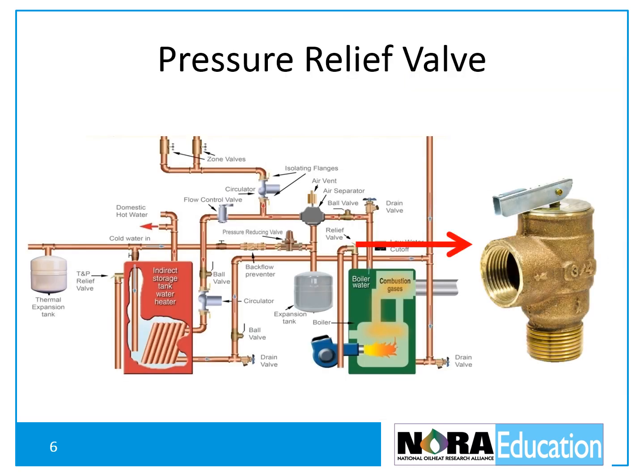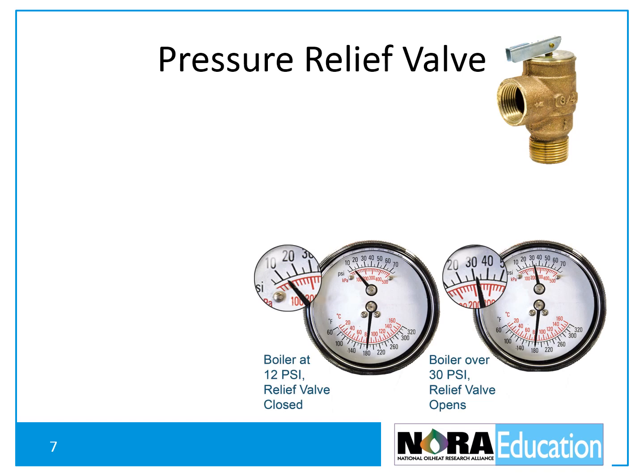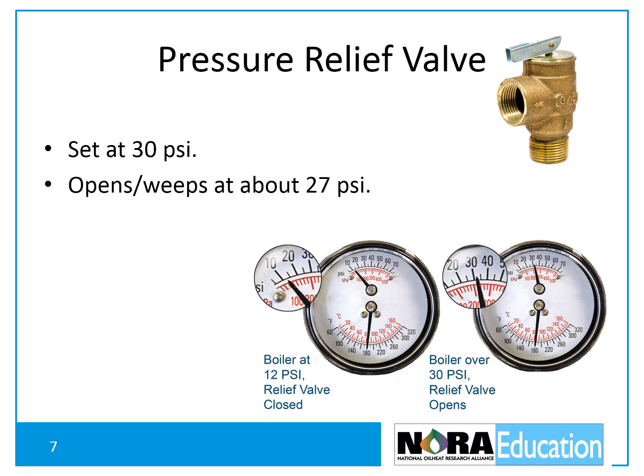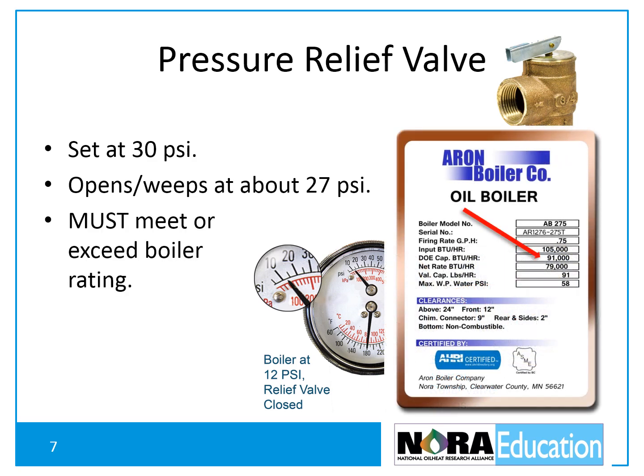The pressure relief valve protects the boiler from overpressurization. Relief valves on most residential systems are set to open at 30 psi, but may release and weep around 27 psi. The relief valve must meet or exceed the boiler DOE rating.